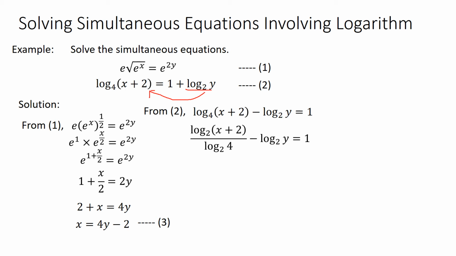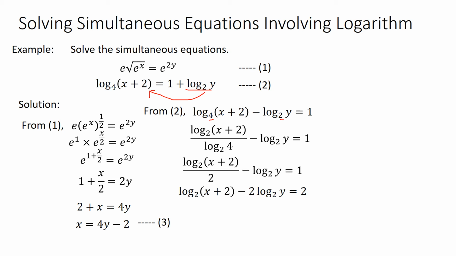Then we can change the base since both logs have different bases. Again, we change the higher base to the lower base. Log 2 (x + 2) over log 2 4 minus log 2y equals 1. Then log 2 4 is 2, so it will become half. Both sides times 2, I will get log 2 (x + 2) minus 2 log 2y equals 2. Next, the 2 becomes a square. It will be log 2 (x + 2) minus log 2 y squared equals 2.